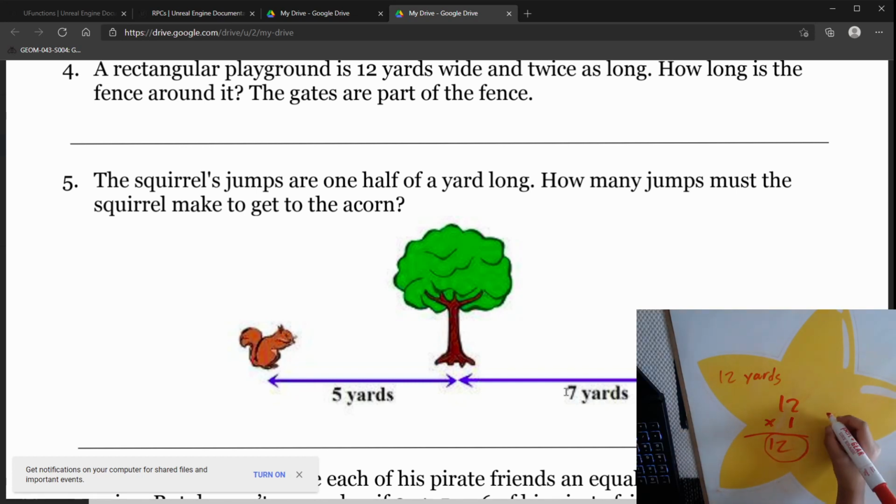But he's jumping half of that. So it would be smaller than 1. So what we would do is 12 times 2. And then we would get 24. So 24 would be the answer.